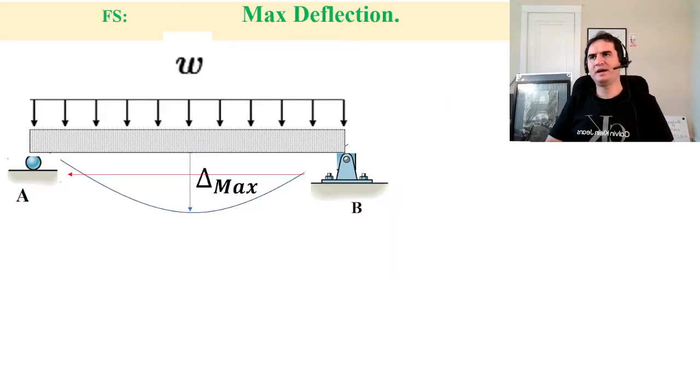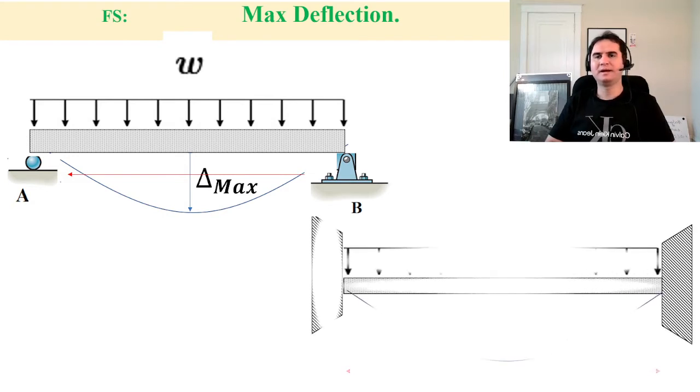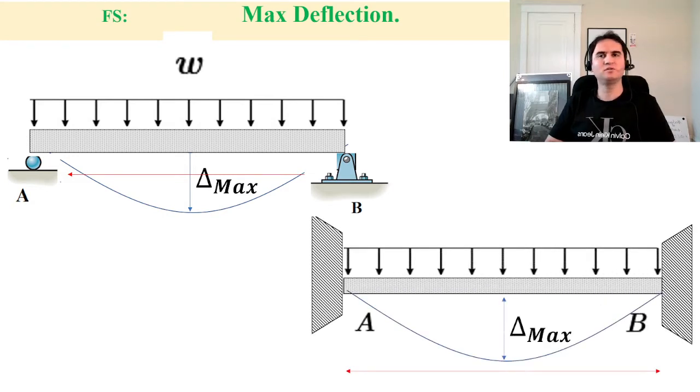Just consider we have a simply supported beam under a uniformly distributed load of W, which you can see in the figure at the top. We have the same kind of loading and beam, but this time with two fixed supports at both ends. We want to know which of them has a larger delta maximum at its center.